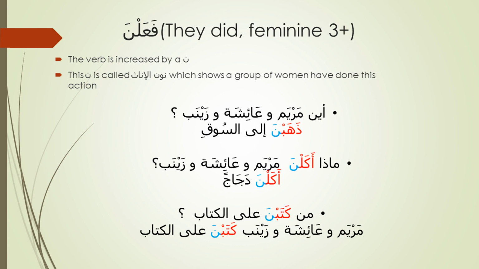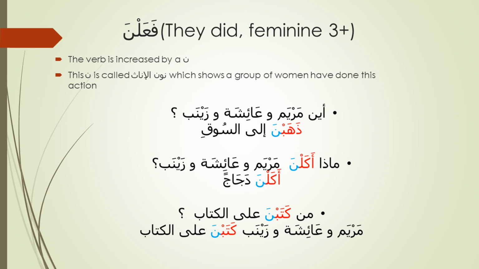And for the past tense verbs, the pronouns are going to be added at the end. When we move on to the present tense verbs, it will be added from the front. So pay attention for now. Everything that we've increased has been from the end. After the lam, we've increased.